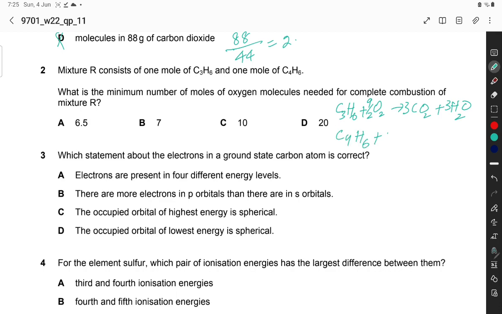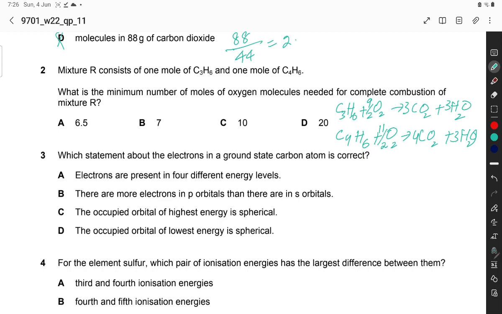C4H6 plus oxygen to form carbon dioxide plus water, and this is 4, this is 3, and 4 to the 8, or 3, 11. So this is 11 over 2.